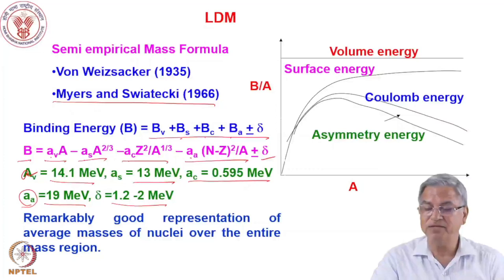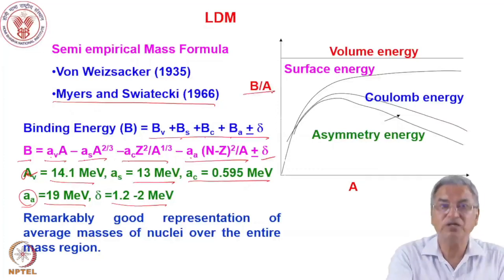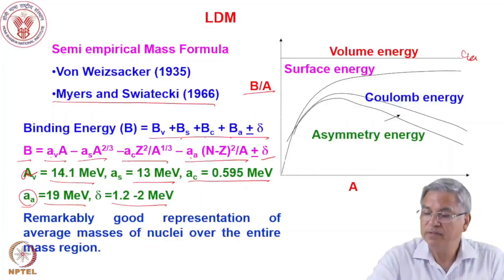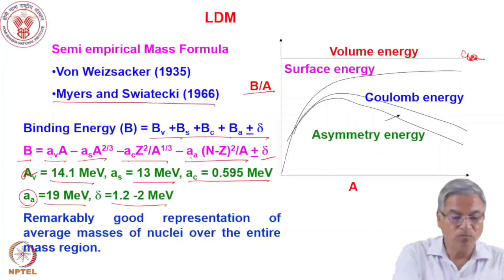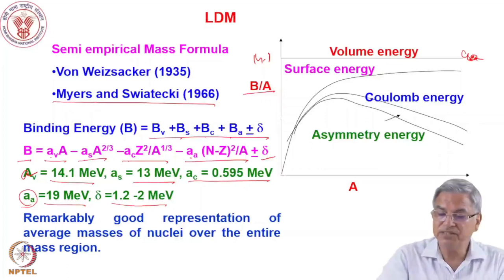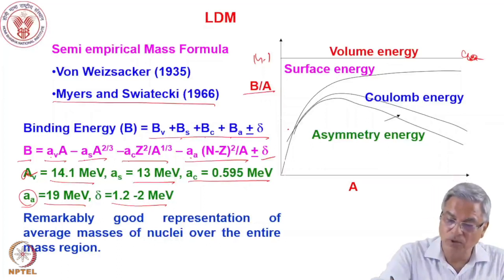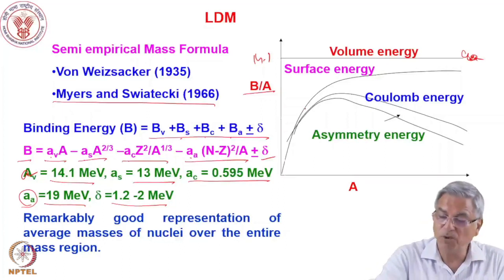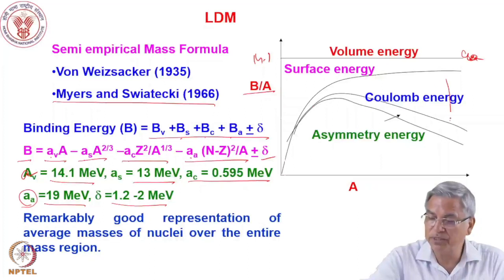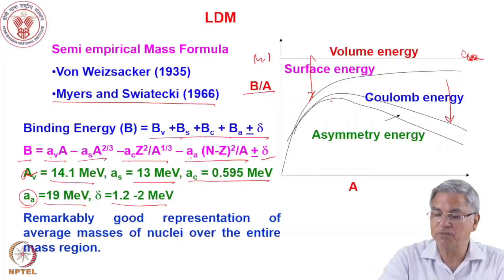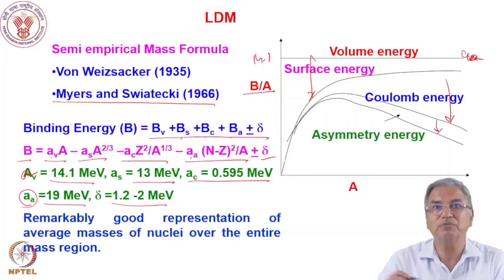What I try to explain here in the graph is that when you plot the average binding energy, the volume energy term, A_V, is constant, about 14.1 MeV. The surface energy term is dominating at lower mass; at higher mass, it becomes less. The Coulomb energy term is very small at low mass, but at higher mass, it becomes dominating, so it is decreasing the binding energy. And asymmetry again becomes important above mass number 40, so for higher nuclei, it becomes important.